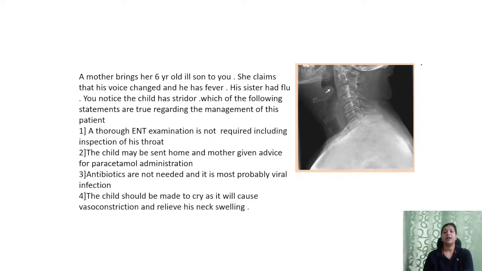A thorough ENT examination is not required, including inspection of the throat. The child may be sent home and the mother given advice for paracetamol administration. Antibiotics are not needed as it's probably a viral infection. The child may be made to cry as it will cause vasoconstriction and relieve his neck swelling. So all the best, give me the answer.